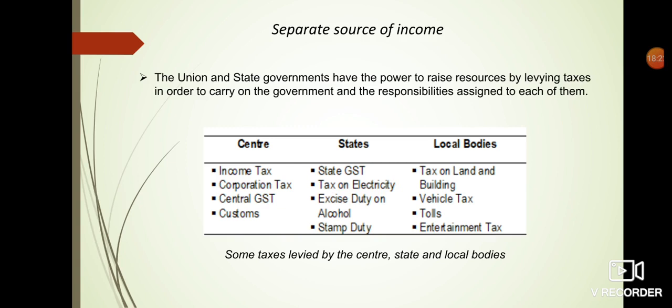Like the central government takes revenue in the form of income tax, corporation tax, central GST, customs and so on. State governments collect revenues from various sources like the state GST, tax on electricity, excise duty on alcohol, stamp duties and so on. The local bodies have separate sources of earning, like they collect revenues from tax on land and buildings, vehicle tax, tolls, entertainment tax and so on.